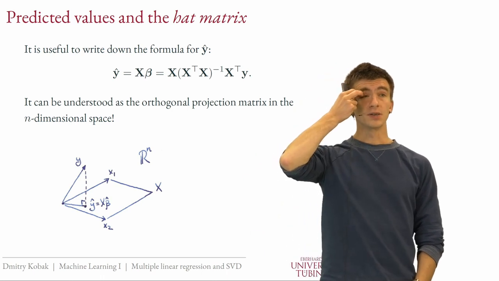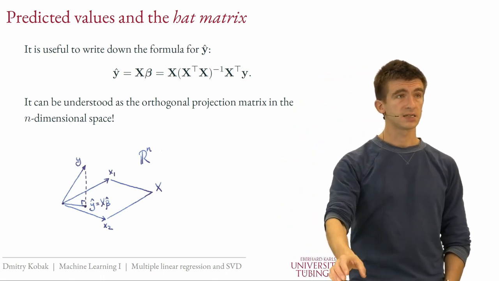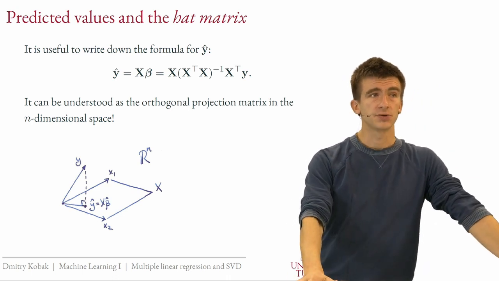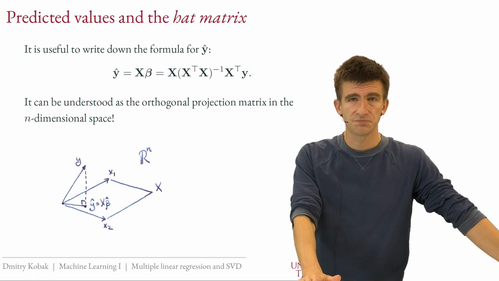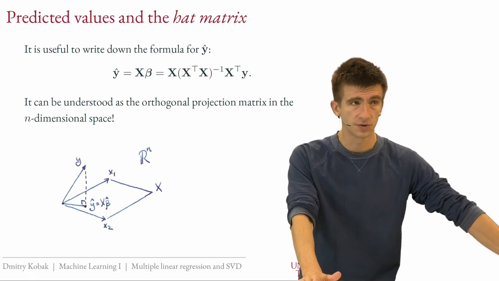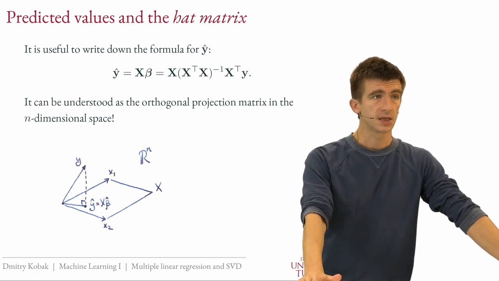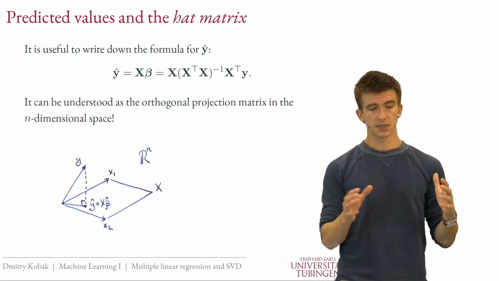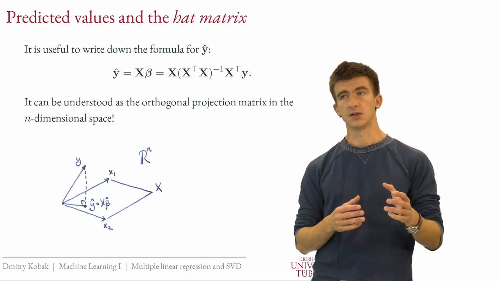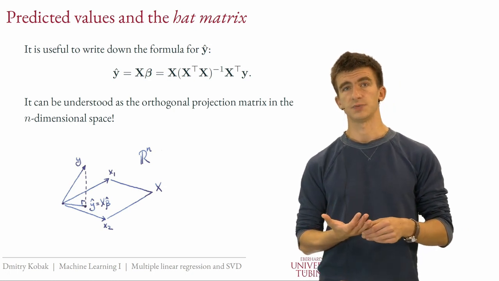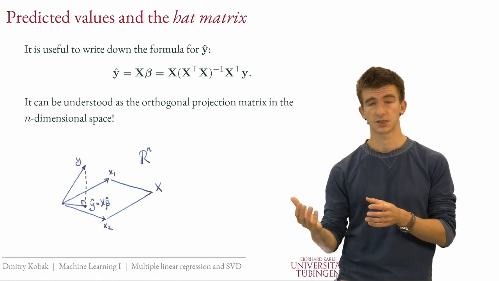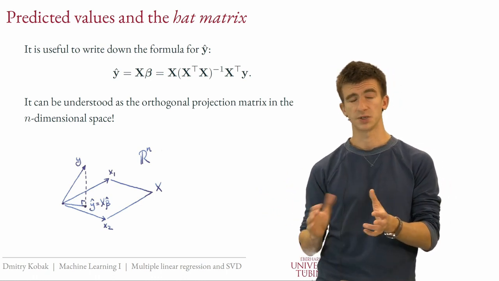And it turns out that one can think about this hat matrix as the projection matrix in the n-dimensional space. That's a bit confusing the first time you think about it like that, but let me try to explain that. We usually think about linear regression as something that happens in p-dimensional space. So each of our training samples is a p-dimensional vector plus an intercept, so maybe p plus one dimensional.